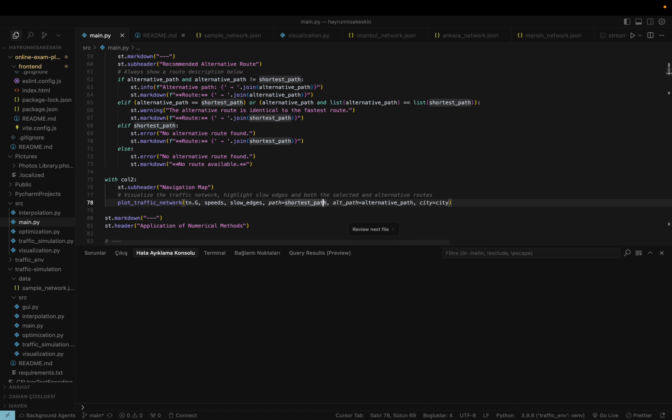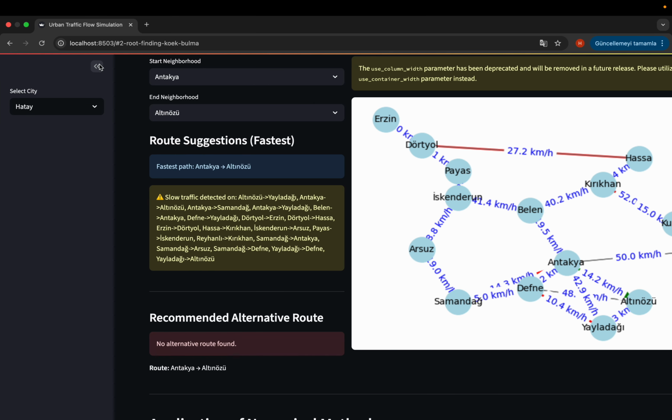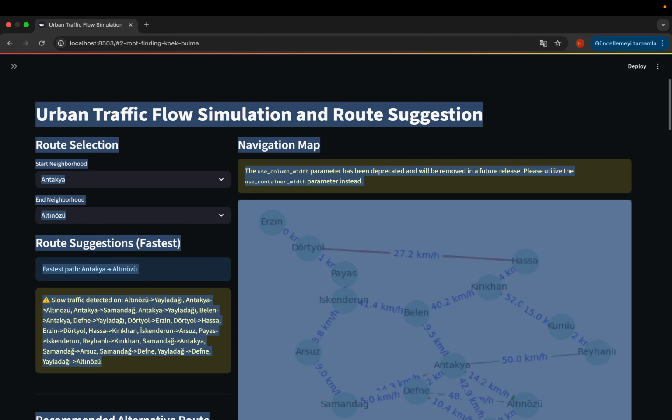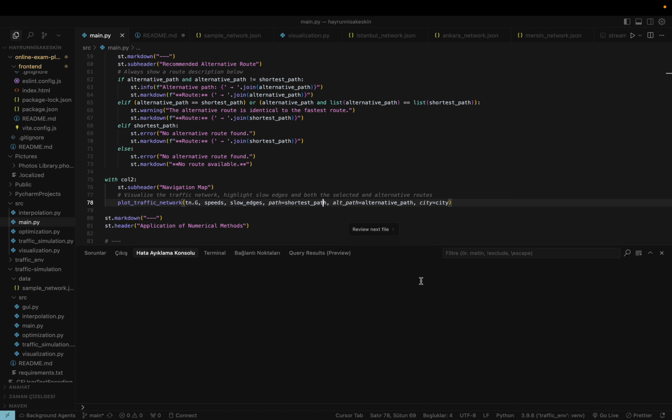And navigation map, column 2, this navigation map, and the column parameter has been deprecated and will be removed in the future. And visualize the traffic network, highlight low weights and bold the selected and alternative routes.